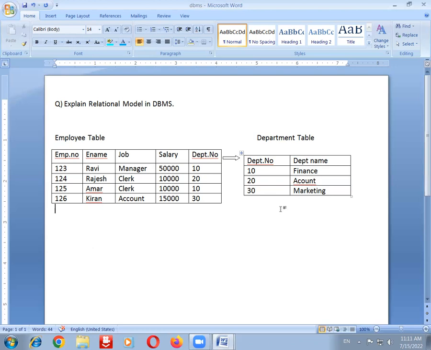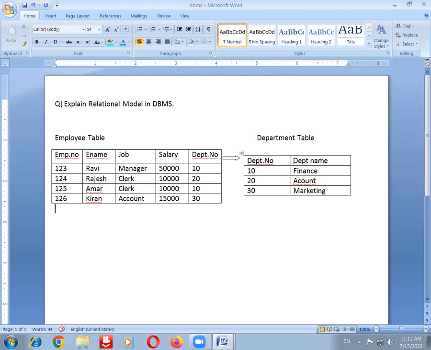Now, how do we create a relationship between two tables? For example, you want to find out in which department Rajesh is working. Is it possible using a single table? No, we can't get the proper data, because the department name is not present in this table. So at that time we need to depend on another table.